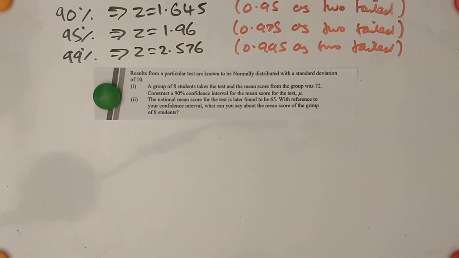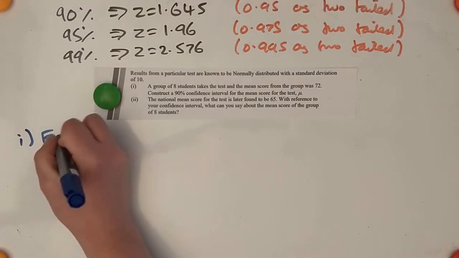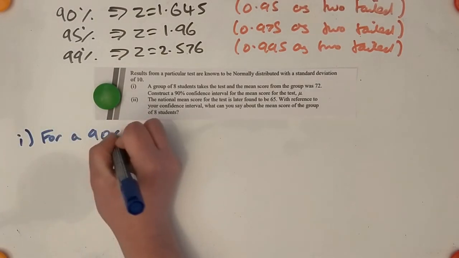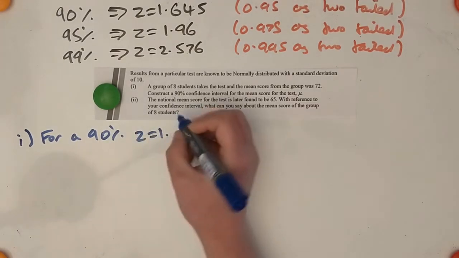Okay, so I'm just going to do a quick example. The results from a particular test are known to be normally distributed with a standard deviation of 10. A group of 8 students take the test and the mean score from the group was 72. Construct a 90% confidence interval for the mean score for the test mu. So, for a 90% confidence interval, I've got z equals 1.645.